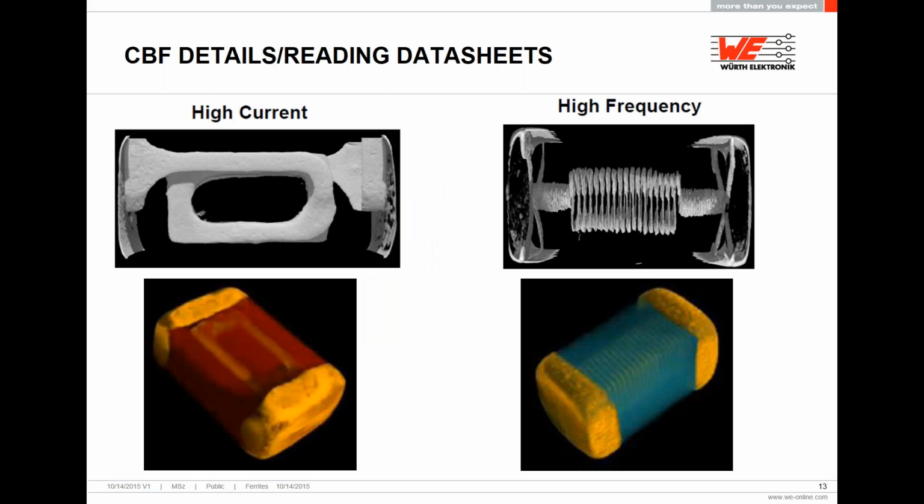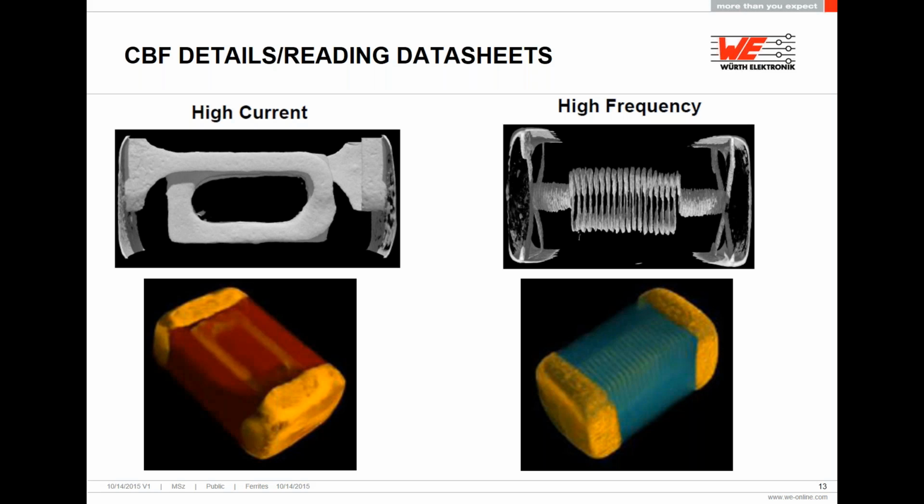So this slide shows you an X-ray view of a chip-bit ferrite. Keep in mind that the windings are not insulated and the core is non-conductive. As you can see, the winding of the high current chip-bit ferrite needs to be thicker in order to handle higher currents, and therefore is wound horizontally, just to have more space for the large winding.